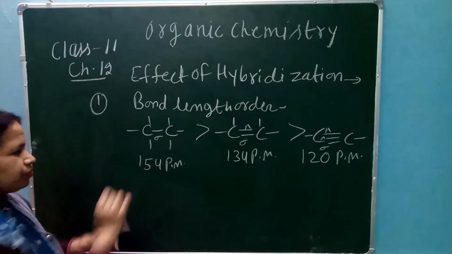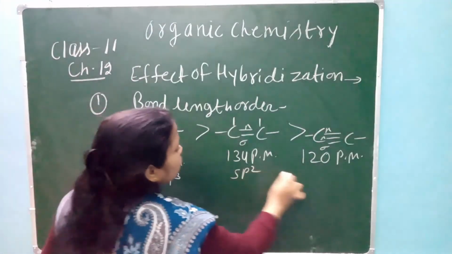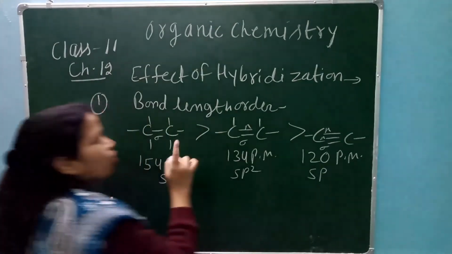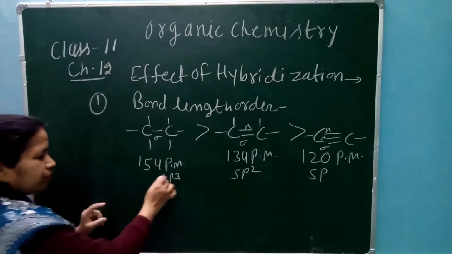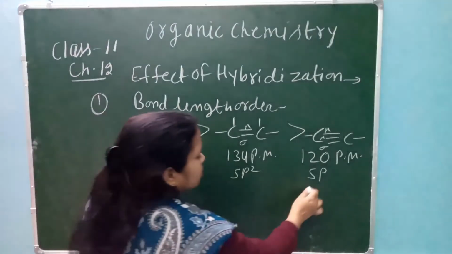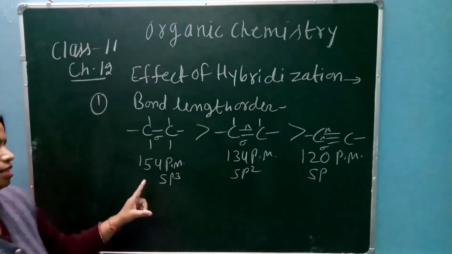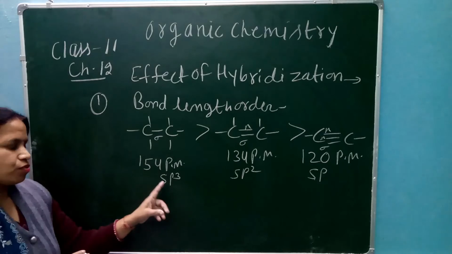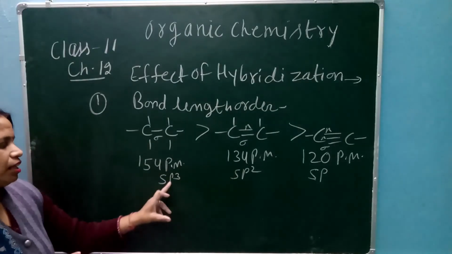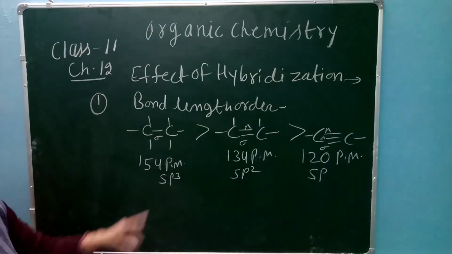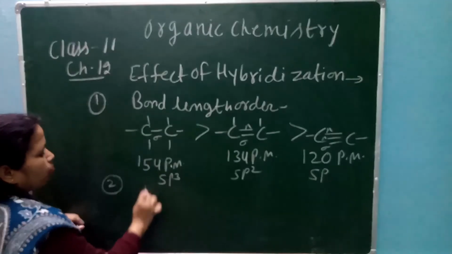So bond length depends on hybridization: sp3, sp2 and sp. So bond length is affected by the hybridization. Here the s character is 25%, 33% and 50%, and there is 75%, 67% and 50% p character. So the bond length is this. Second, bond strength.